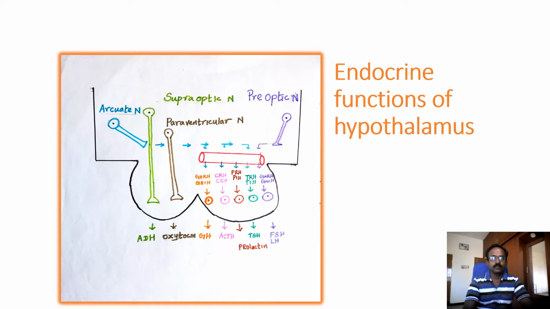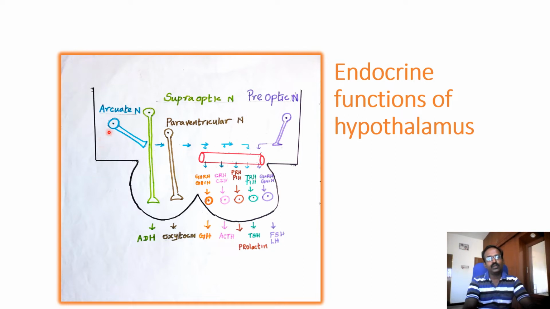This diagram depicts the connections between the hypothalamus and the anterior pituitary and posterior pituitary. The hypothalamus is connected with the anterior pituitary through the hypothalamo-hypophyseal vessel. The hypothalamus is connected with the posterior pituitary through the hypothalamo-hypophyseal tract, that is the neurons. So the anterior pituitary is connected with the hypothalamus.